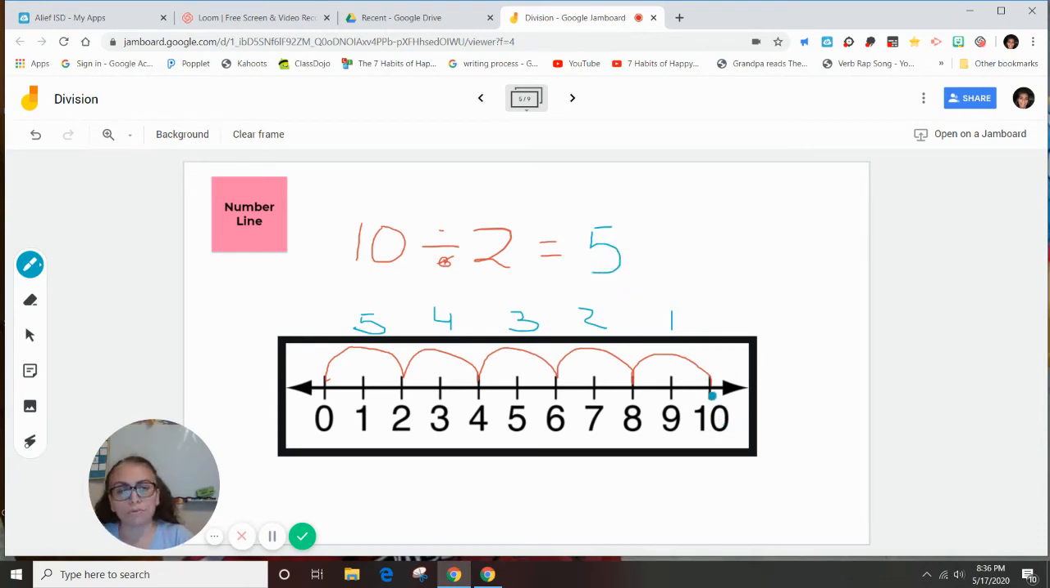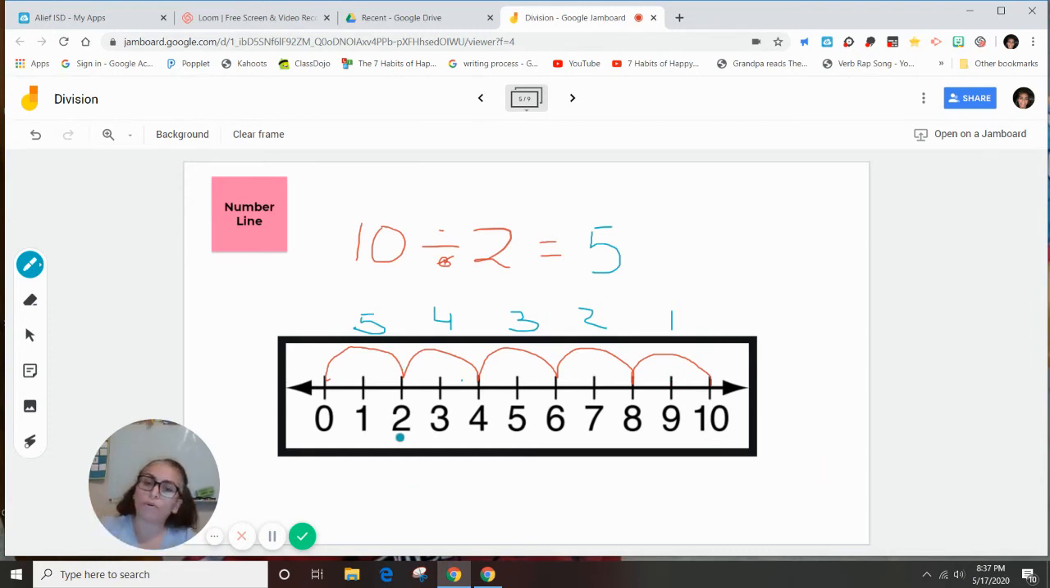I'm going to be able to do 2 students, 2 students, 2 students, all the way to 0. And I'm doing this repeated subtraction, right? 10 minus 2 is 8, minus 2 is 6, minus 2 is 4, minus 2 is 2, minus 2 is 0. Once I get to 0, I'm done repeating that subtraction. I don't have any more to divide. So I just have to count how many groups or how many jumps I did.